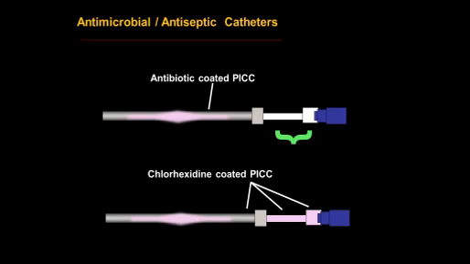So we now have a new device on the market, which is a chlorhexidine-coated PICC catheter. This device is coated on the external lumen surface, as well as intraluminal. Also includes coating of the extension tubing as well as the catheter hub.